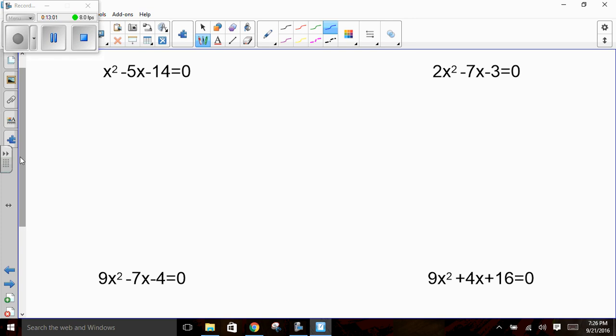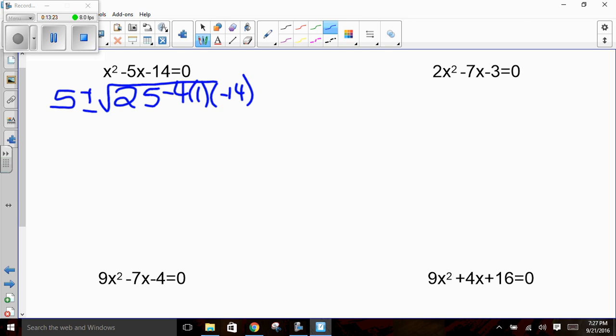Alright, so again, I'm going to start to, because you are running out of room, because hopefully you're picking up some tricks and this is getting a little bit easier to plug into your formula. We are going to do a couple things at the same time. So the opposite of my b is positive 5. B squared is 25 minus 4 times 1 times negative 14, all over 2 times 1, which is 2.